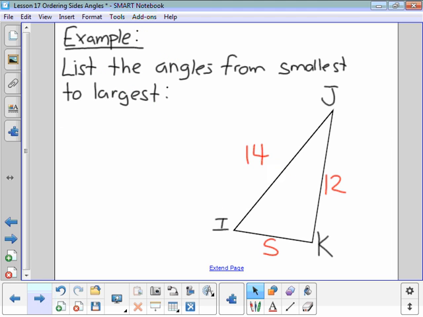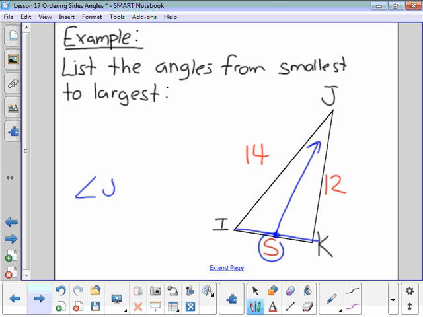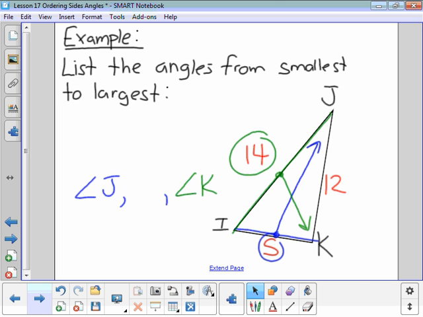So let's do this one as well. I want to list from smallest to largest. So my smallest side here is 5. That's side IK. So the angle across from IK is J. That's our smallest. Our biggest side is side IJ. It's 14. The angle across from it is angle K. So that is our biggest, our largest angle. And that leaves angle I to be the one in the middle.